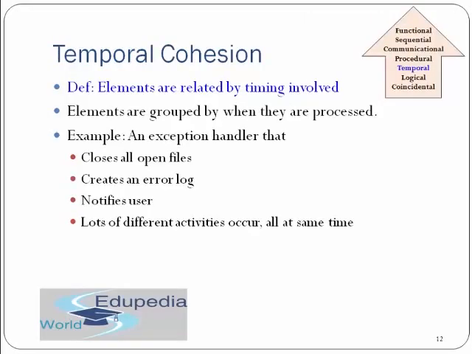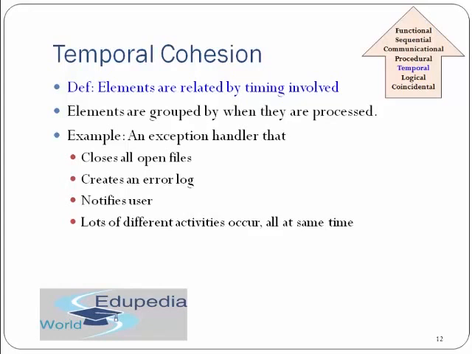Then we have temporal cohesion. Temporal cohesion says elements are related by the timing involved. That means elements are grouped by when they are processed. Example: an exception handler that closes all open files, creates a log, notifies users, and many different activities occur at the same time. All these things should only occur when an exception comes up.